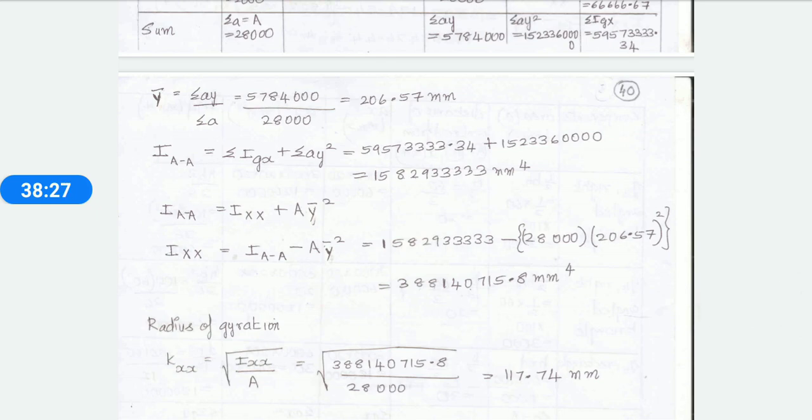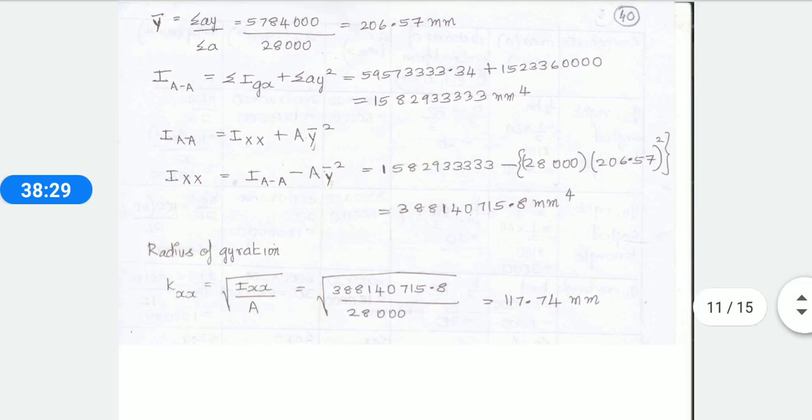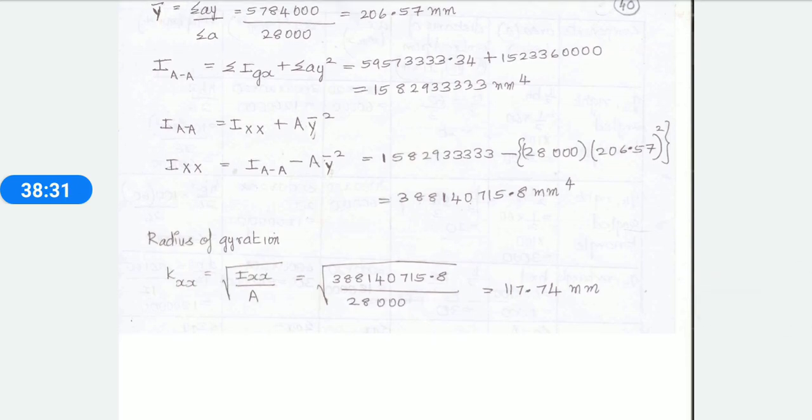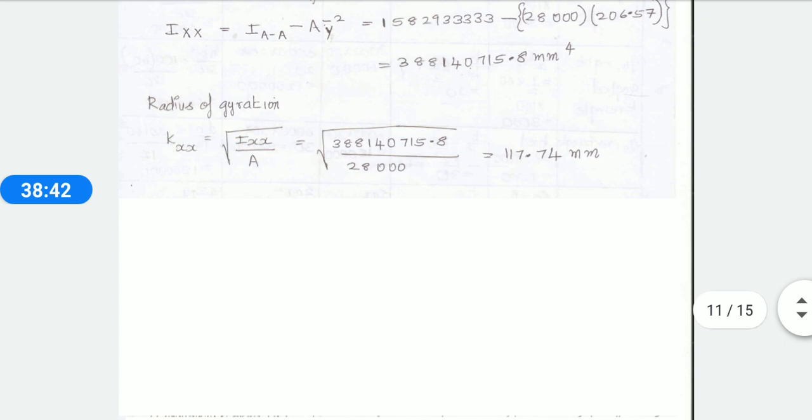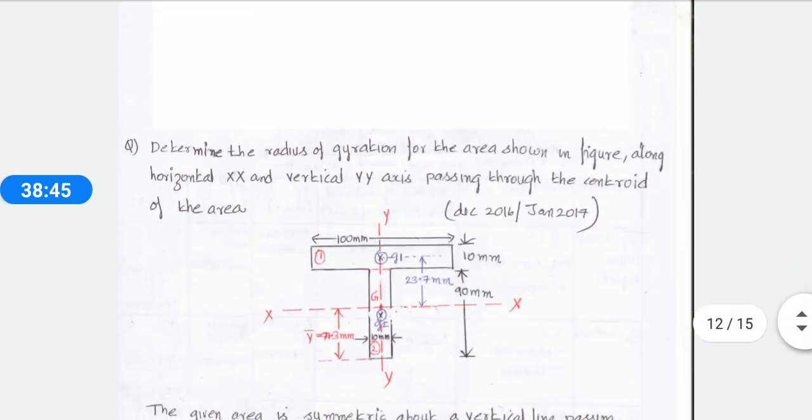After finding your I of xx, substitute in the radius of gyration formula to find out your k of xx, which will be equal to square root of I of xx divided by A. So that will be equal to 117.74 mm. This is up to here, your normal method.